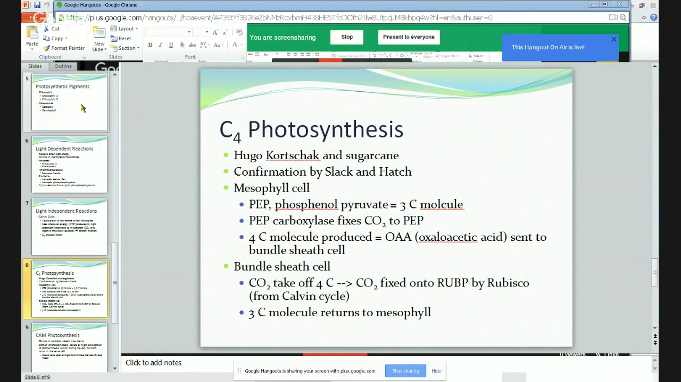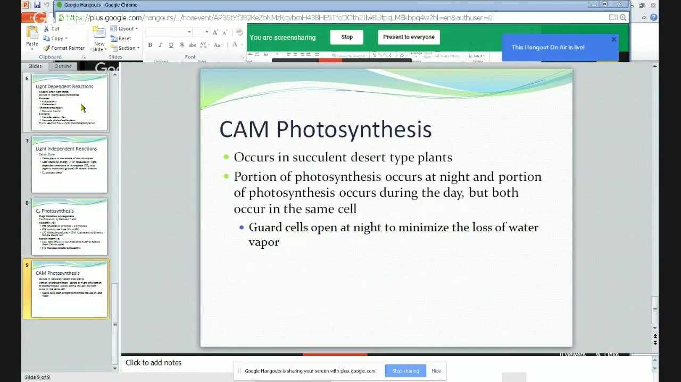All right, last part, CAM photosynthesis. Your CAM photosynthesis plants only occur in a very specific family of plants, the Crassulaceae. Basically, your pineapple and your cactus plants.